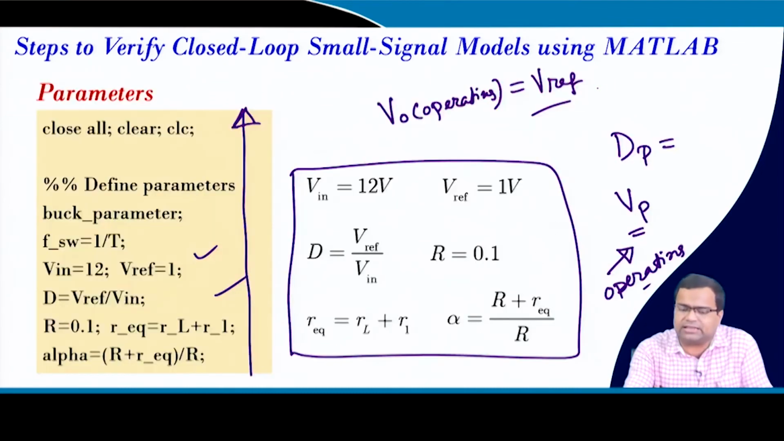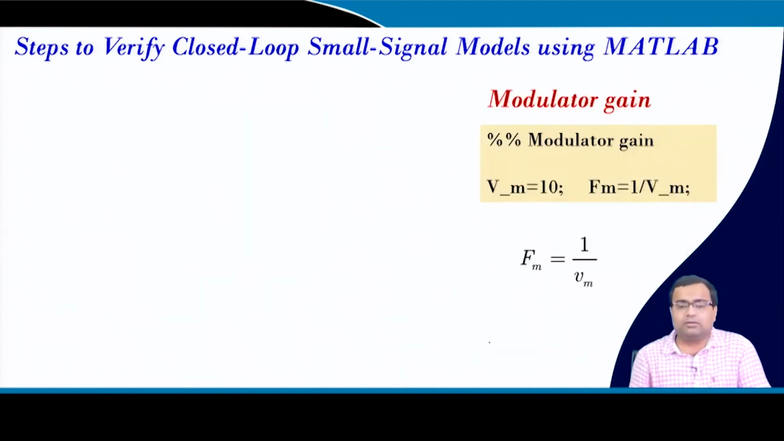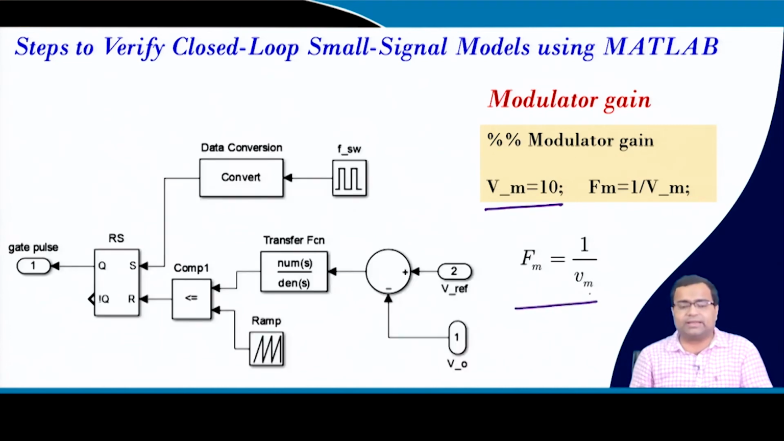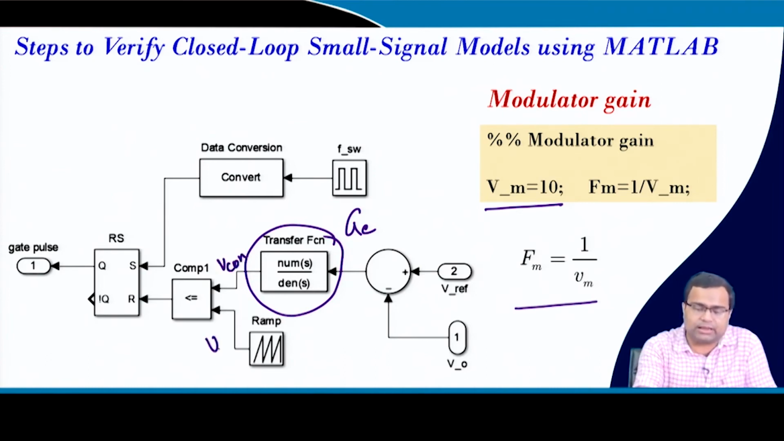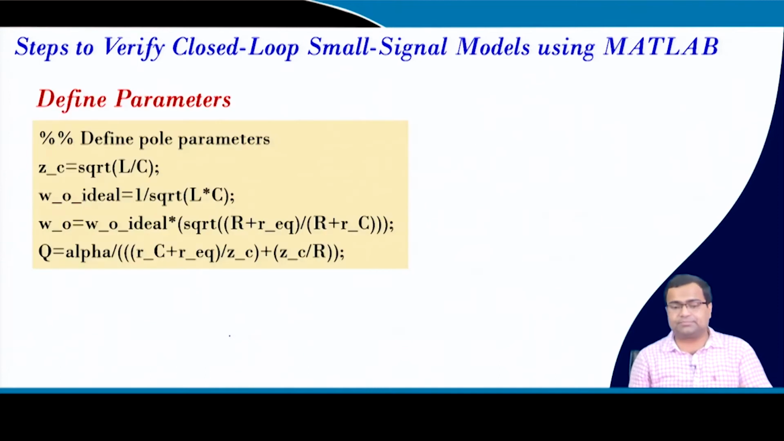And these things I already explained: duty ratio, open loop, and load resistance we set 0.1 ohm, then from R equivalent we can obtain alpha. Now, the modulator gain, Vm we took 10, 1 by Vm is the modulator gain, and this is the implementation we did. This is a closed loop. Now, this is our transfer function, this is our controller, this is our Vcon, and this is our ramp voltage. So, all this we have discussed.